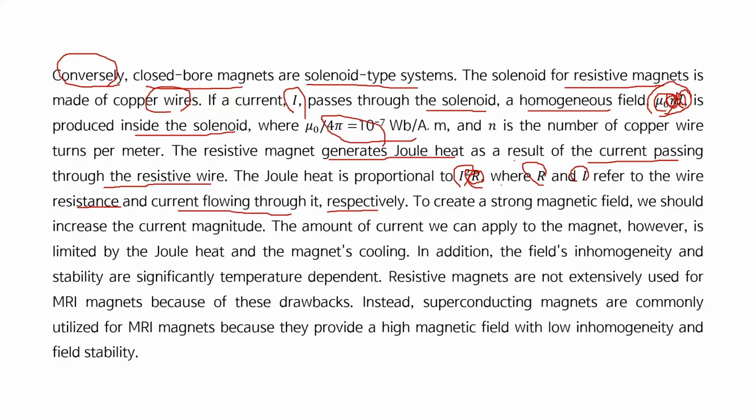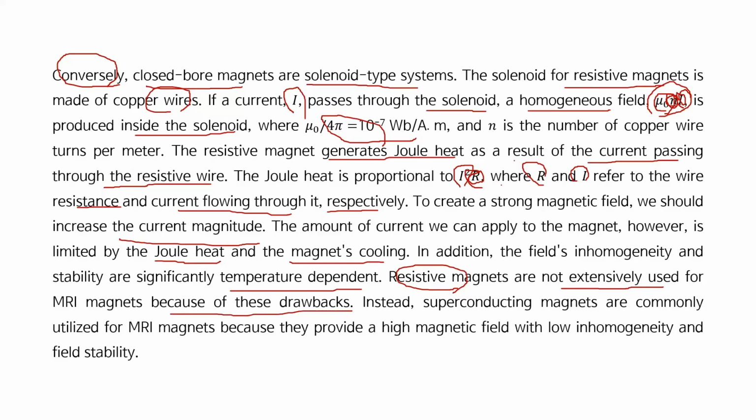To create a strong magnetic field, we should increase the current magnitude. The amount of current we can apply to the magnet, however, is limited by Joule heat and the magnet's cooling. In addition, the field's homogeneity and stability are significantly temperature dependent. Resistive magnets are not extensively used for MRI magnets because of these drawbacks.